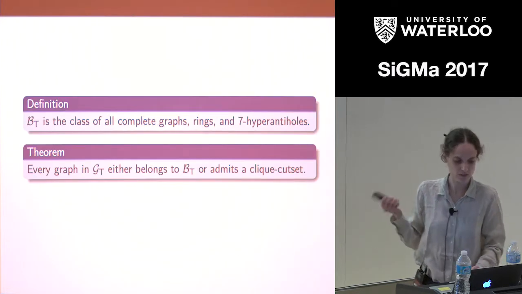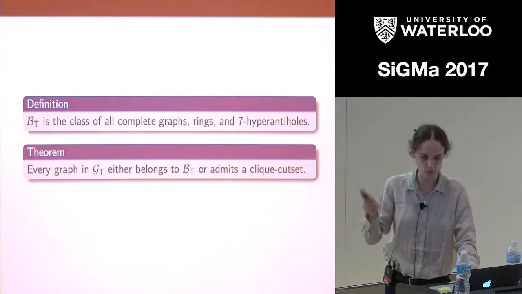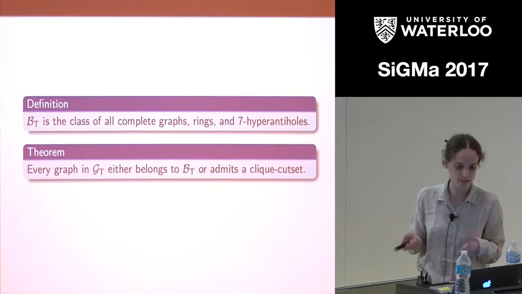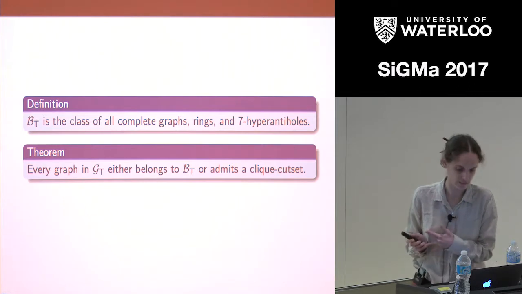The third one, BT, is for the twin wheel only class. The basic class BT is the class of all complete graphs, rings, and 7 hyper anti-holes.